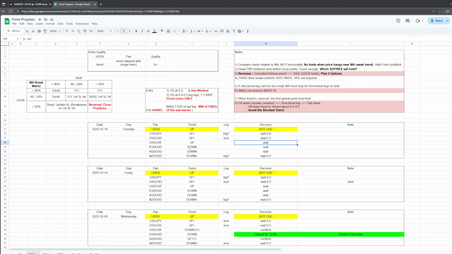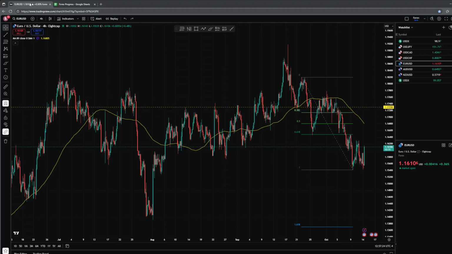So let's write it down. Euro USD trend is down, and our decision is to wait. The only reason I'm not trading Euro USD is that USD Japan yen and USD Canada dollar look much better.